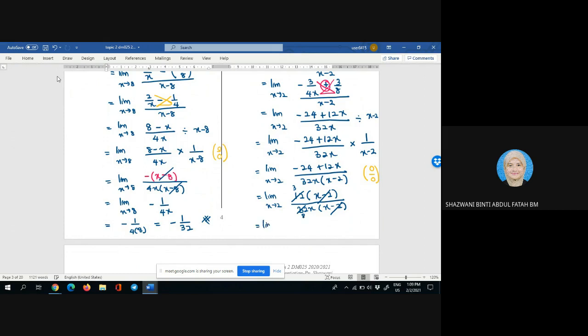So this is equal to limit x approaches to 2, 3 over 8x. This is the simplified form. Just substitute the value of x with 2, and you will get 3 over 16. So this is the answer. That is the answer for E, 3/16.